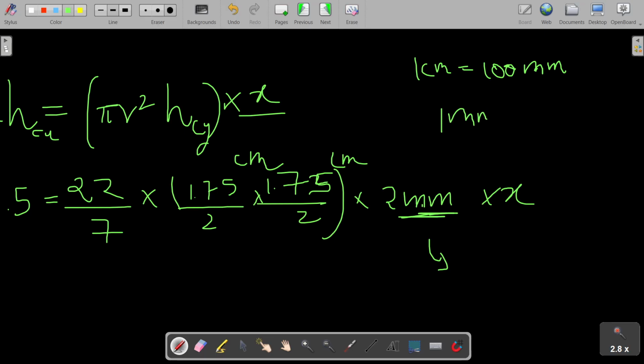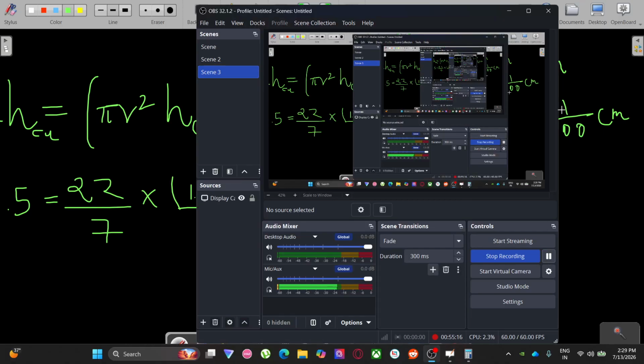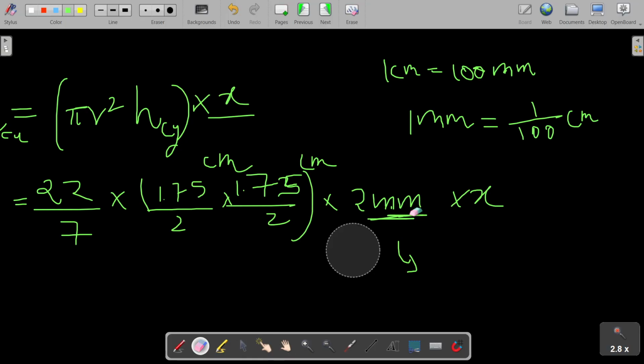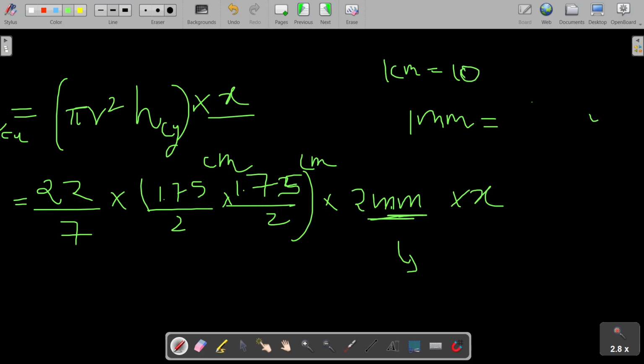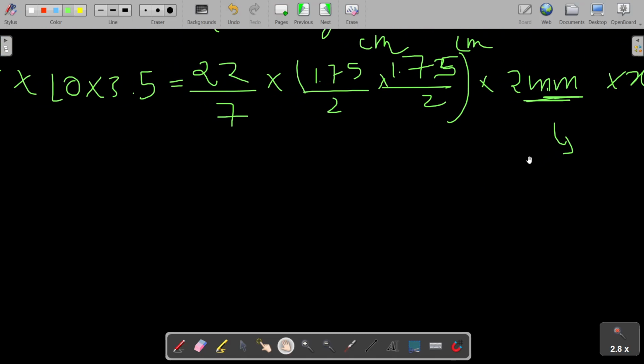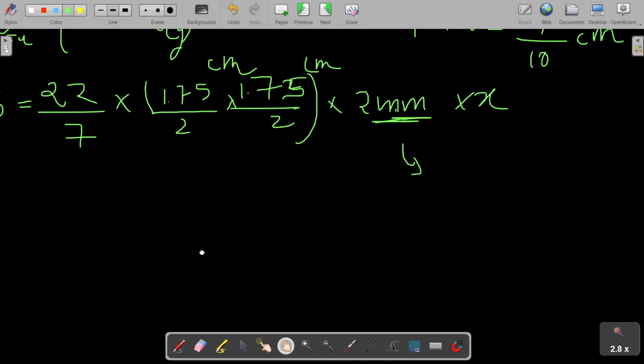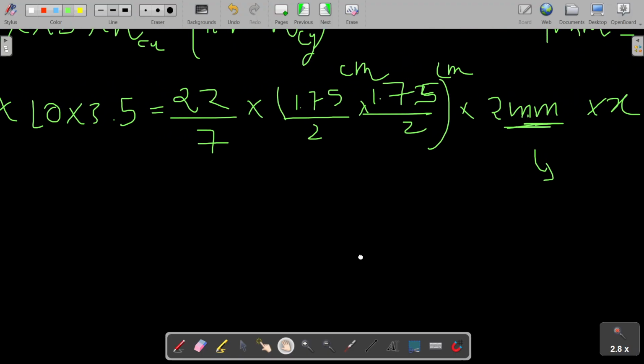Then if we solve for 1 millimeter, we get 1/100 centimeters. Okay, wait a minute, my bad. This is not 100, this is 10. 1 centimeter is 10 millimeters, then 1 millimeter will become 1/10 centimeters. So I have to write this thing as 2 into 1/10 centimeters, so that the units become the same. We cannot calculate anything without the units being the same.